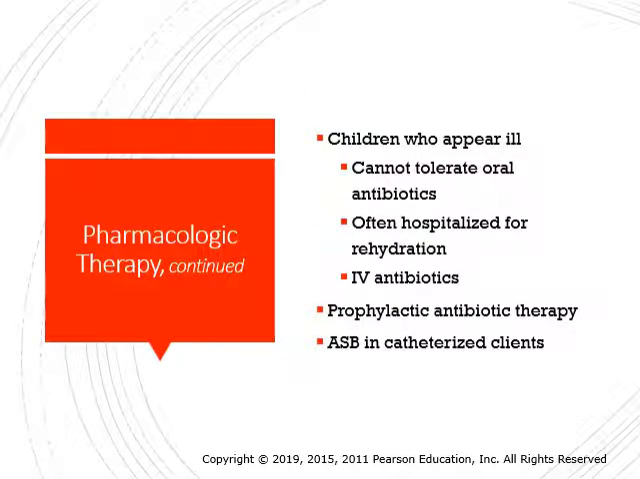ASB in catheterized clients. So patients who have catheters sometimes may, in a urinalysis, be known to have asymptomatic bacteriuria. So that means that they have bacteria in their urine but are asymptomatic, and sometimes that's due to the fact that they have a catheter, so they wouldn't be feeling those symptoms of pain on urination or frequent urination, especially frequency and small amounts. And this is just another category of patients who they may choose pharmacological treatment for.